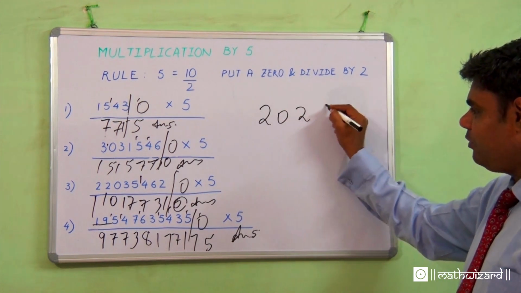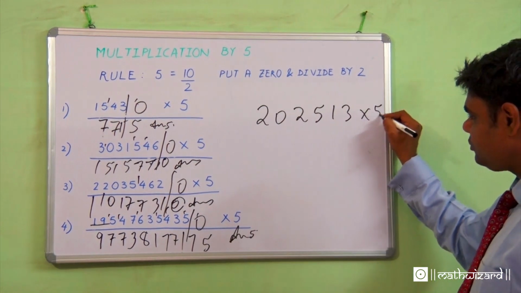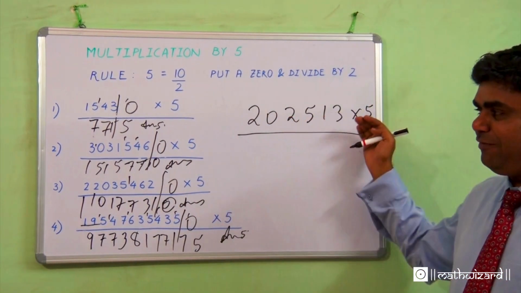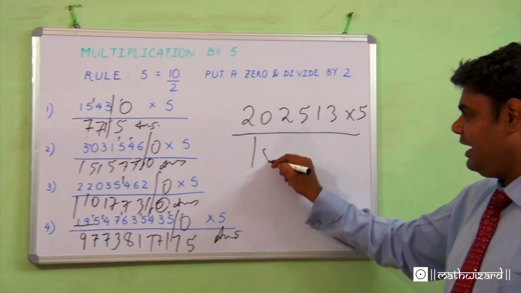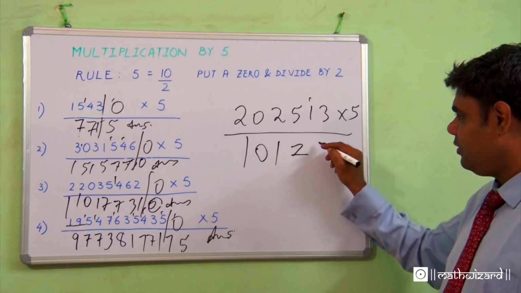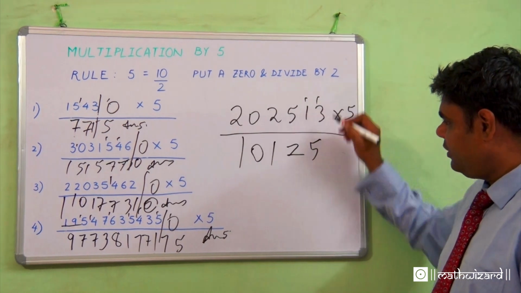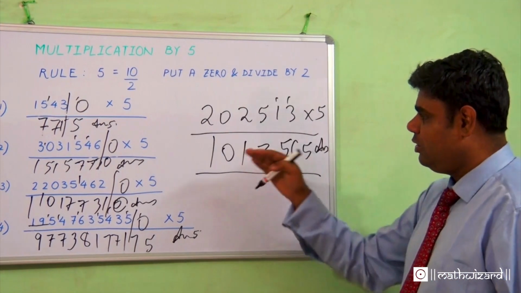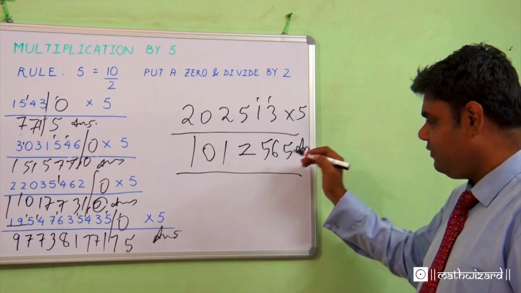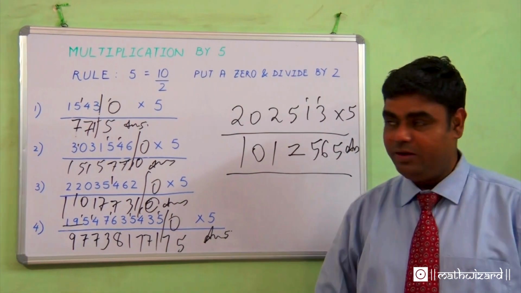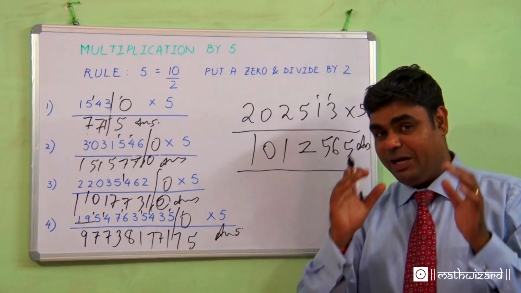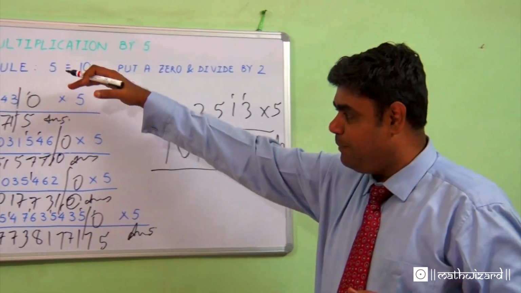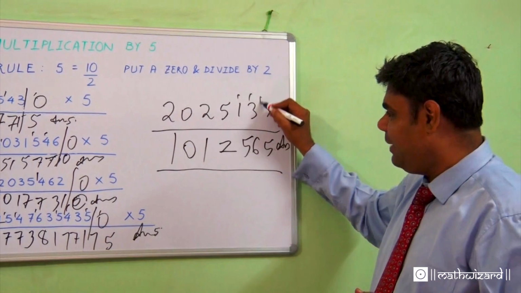Now let's do a sum together fast. Be it a 2-digit, 10-digit, 20-digit number, if you are multiplying by 5, this trick holds good. My final answer is this. Okay, 6 and 5. This whole thing is my answer. 101255 is my complete answer. This trick works when I am multiplying with the number 5. Instead of multiplication by 5, simply put a 0 at the end and divide by 2.